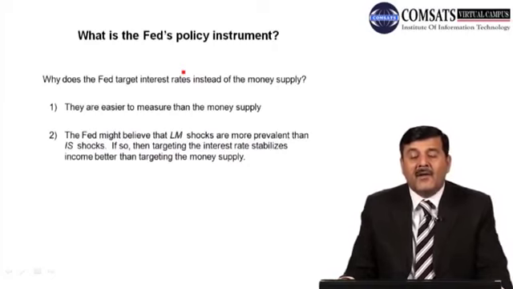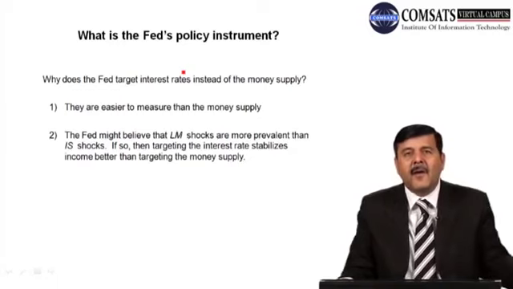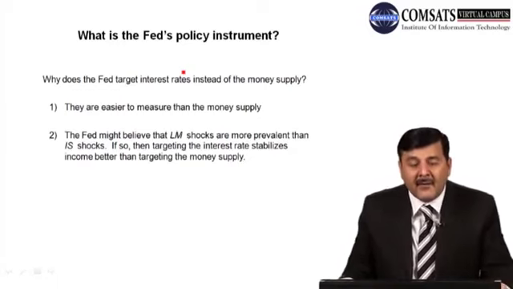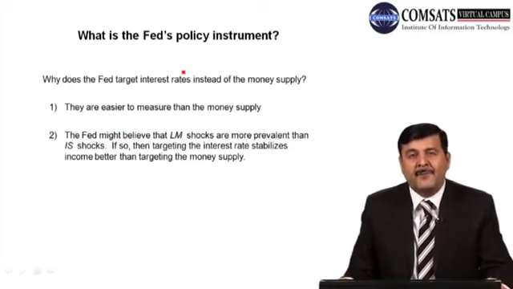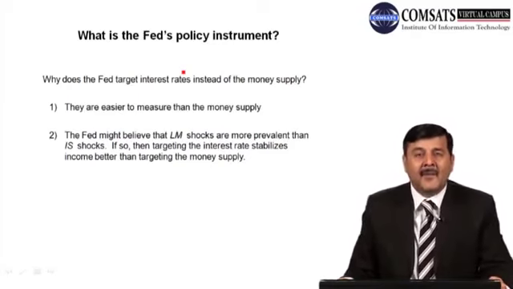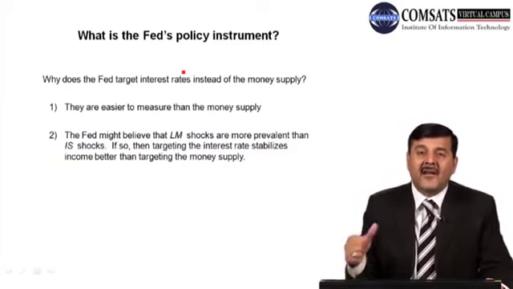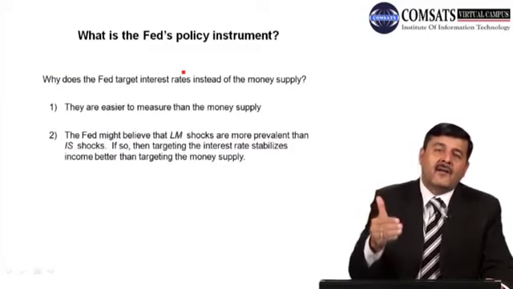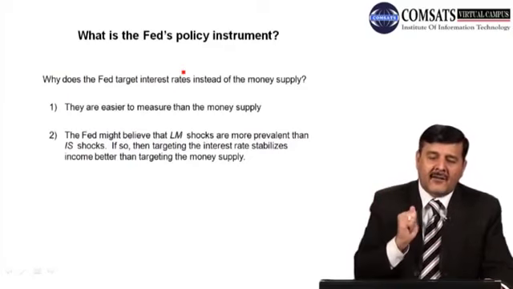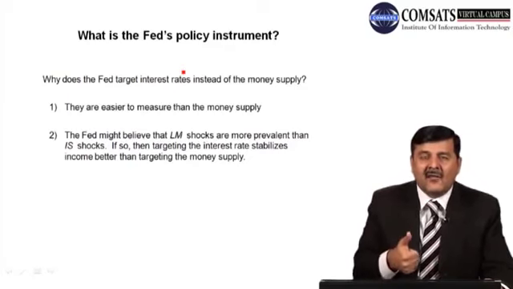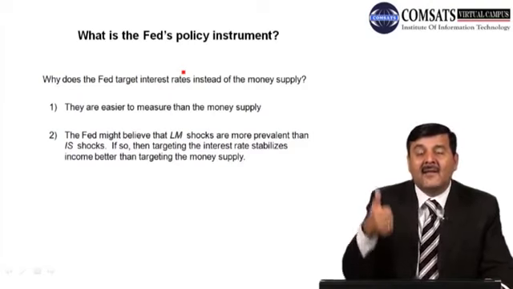Now what is the Fed policy instrument? Why does the Fed target interest rate instead of the money supply? Why does the federal bank and central bank target interest rates instead of the money supply? There are two reasons. Number one, they are easier to measure than the money supply, because interest rate is easy to calculate, easy to measure than money supply. So that was the reason. The target of the federal bank to overcome the economic slowdown was to reduce the interest rate. The main reason for selecting the interest rate instead of money supply was that it is easier to calculate.